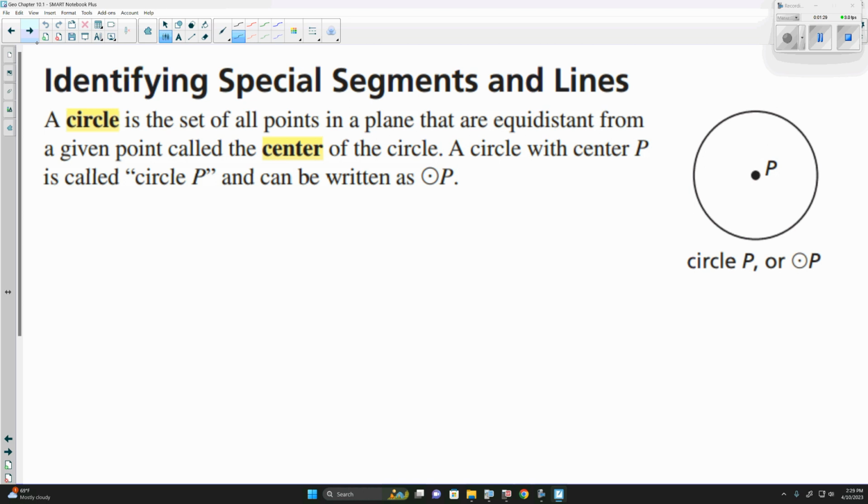So we can call it circle P, or we can draw a circle with a dot and then the letter P. So we can name it by its center. We can draw a circle and then the center point P, or we can call it circle P. So it's named based off its center.